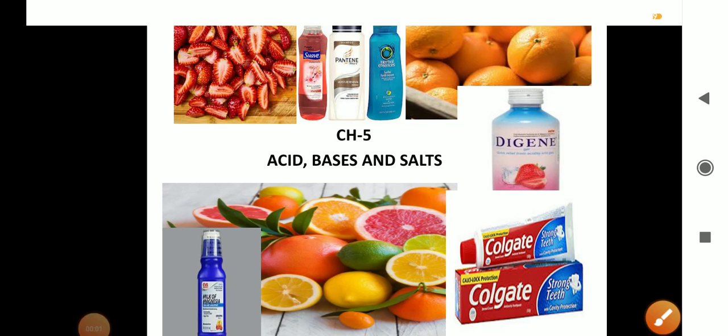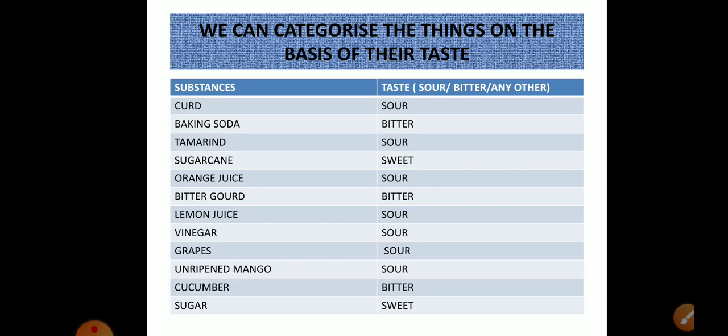Good morning, students. Today we are going to start chapter number 5, and the name of the chapter is Acids, Bases, and Salts. Let's start the chapter. Now, see, we can categorize things on the basis of their taste.